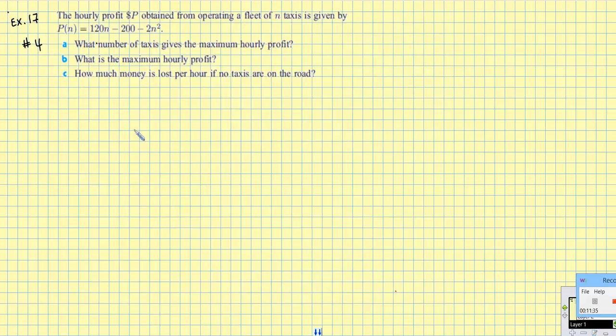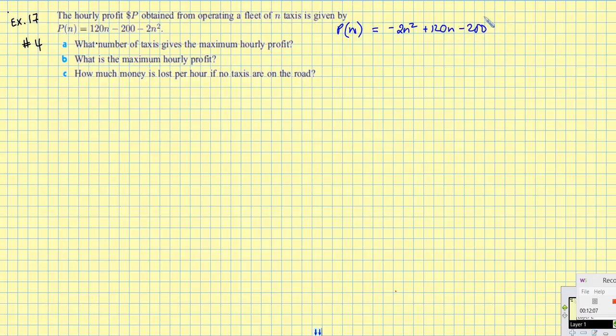Okay, we're going to look at this last question, which is example 17, exercise 17, number 4. And the question says that the hourly profit in P dollars obtained from operating a fleet of N taxis is given by P sub N equals 120N minus 200 minus 2N squared. Okay, so the first thing I would do is rewrite this as P of N is equal to negative 2N squared plus 120N minus 200.